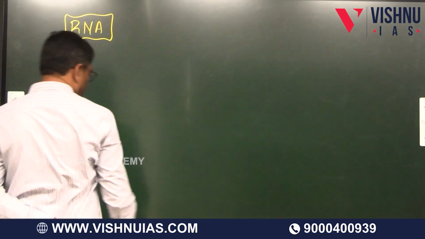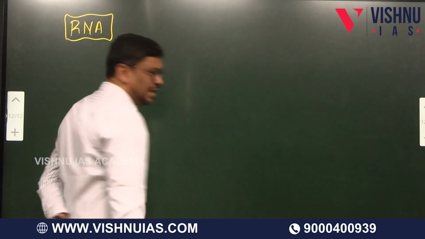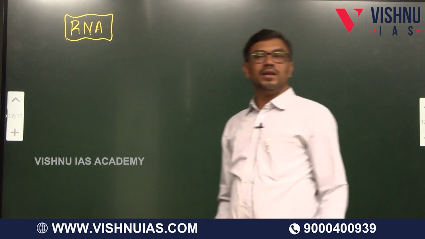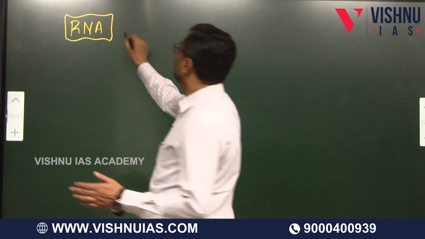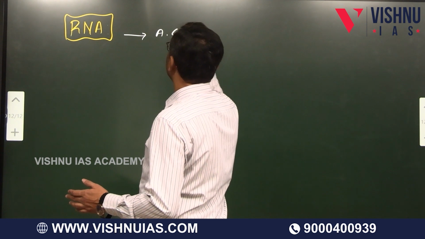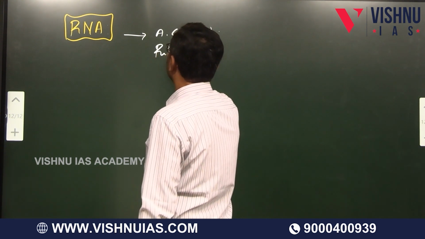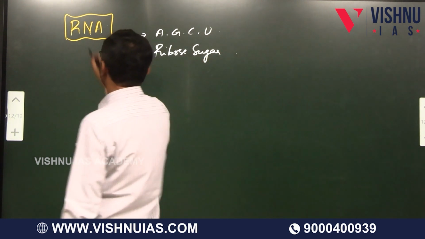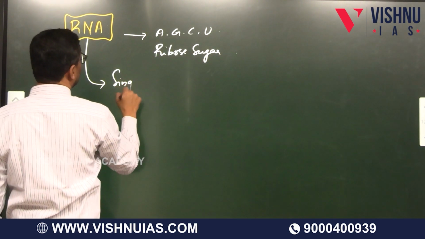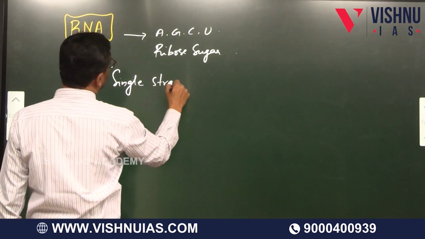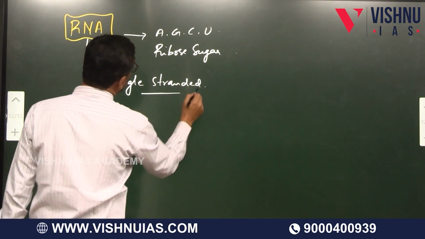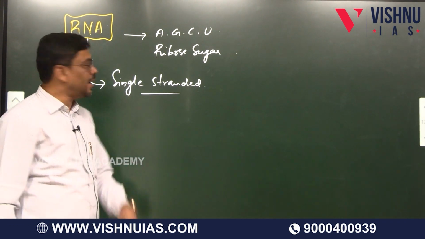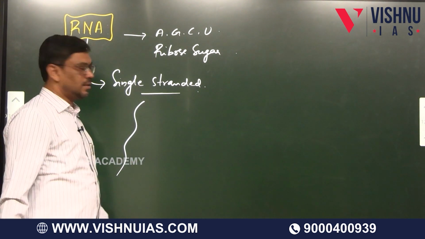So, RNA means ribonucleic acid, which is made up of ribonucleotides. The nitrogen bases present in the RNA are adenine, guanine, cytosine and uracil. The sugar is ribose sugar. Right, you know it very well. Then RNA is single stranded, which means it is made up of a single polynucleotide thread-like structure, whereas DNA is double stranded. So, single stranded like this.